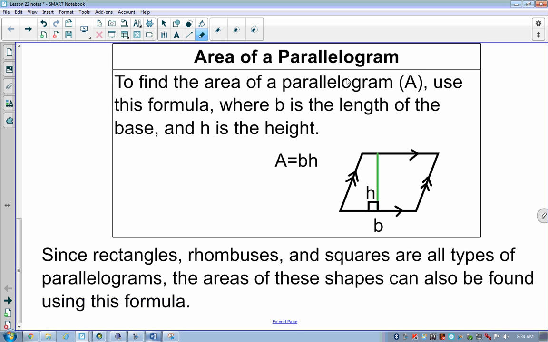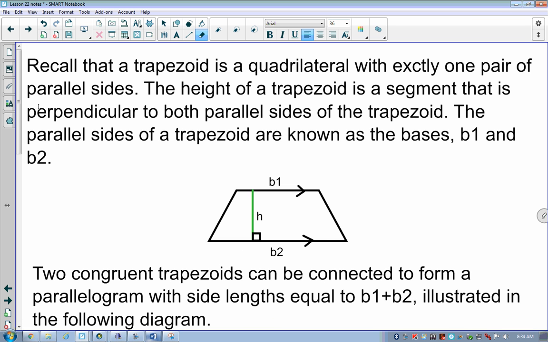Since rectangles, rhombuses, and squares are all types of parallelograms, their areas can also be found using that same formula. So we'd use base times height on all three of those. We'll find out in a little bit that sometimes we don't have that information for a rhombus, and we'll use a different formula in certain situations. A trapezoid, however, is not a parallelogram. We cannot use base times height to find its area. It is a quadrilateral with exactly one pair of parallel sides.